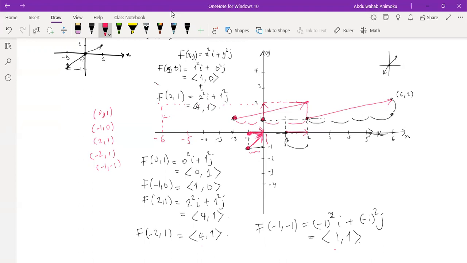And when you draw all the field lines at all the different points, that would give us a general picture of how the vector field is, right?